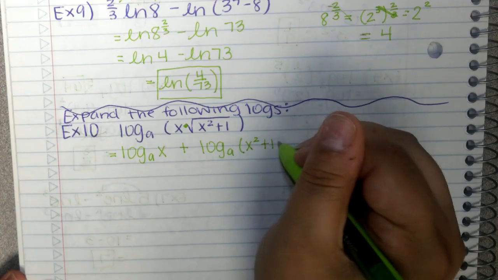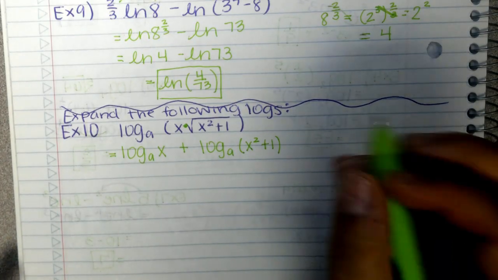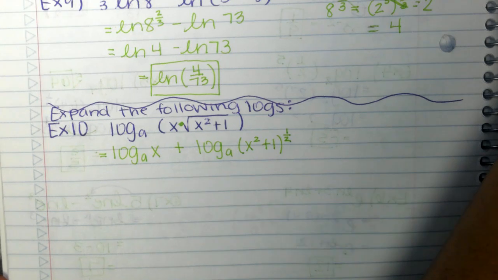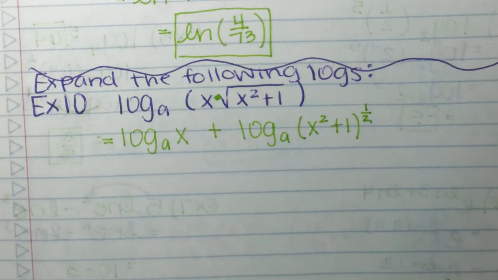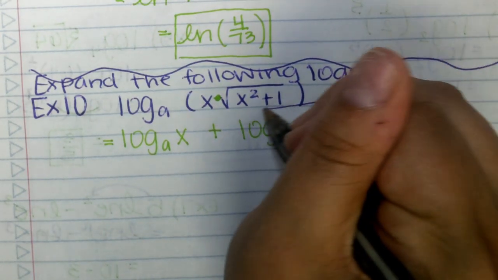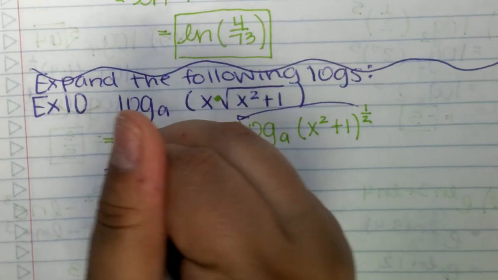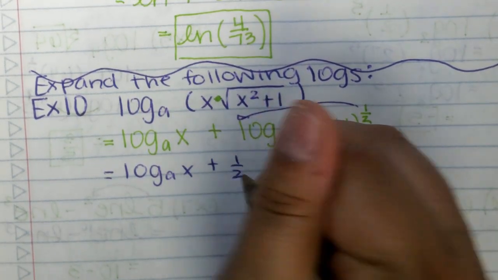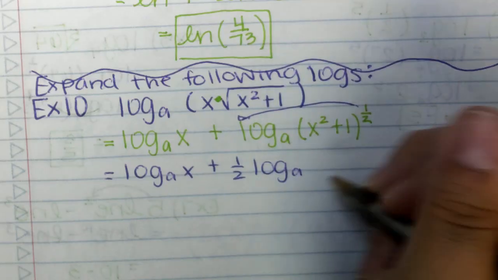X squared plus 1. Instead of doing the square root, what can I do? Let me zoom in for y'all. What do I need to do? Move that to the front. So log base A of x plus 1/2 log base A.